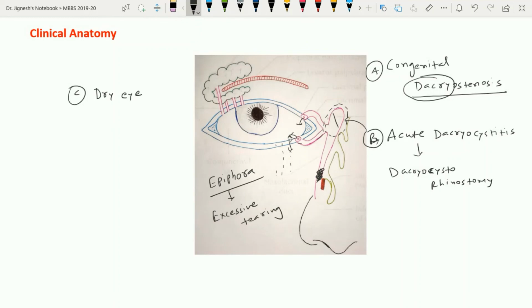The third most important clinical condition concerned with this lacrimal apparatus is dry eye. This dry eye is most common in old age, and even in young age, dry eye cases are increasing nowadays. For the treatment of dry eye, the clinician will provide artificial tears to moisten the cornea and the conjunctiva. Rarely, inflammation of the lacrimal gland occurs, and this inflammation is called acute dacryoadenitis. So this is all about the lacrimal apparatus.